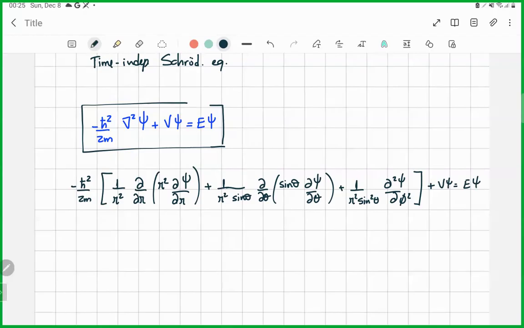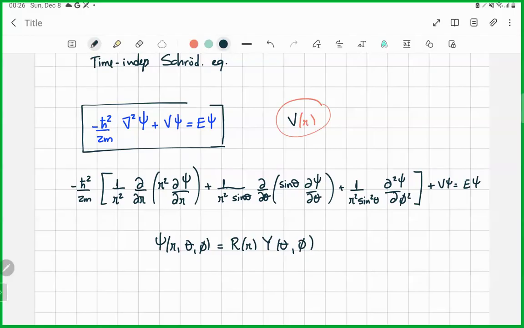Okay, so as we said, what we want to do is take advantage of the fact that the potential only depends on r and try to now split this equation into two parts. One that will depend only on r and the other one that will depend on the angles. So how can we do that? We are going to rewrite our psi, which depends on r, theta, and phi, into two parts. One function that only depends on the radius, and the other function that depends on the angles. Okay, so let's do that.